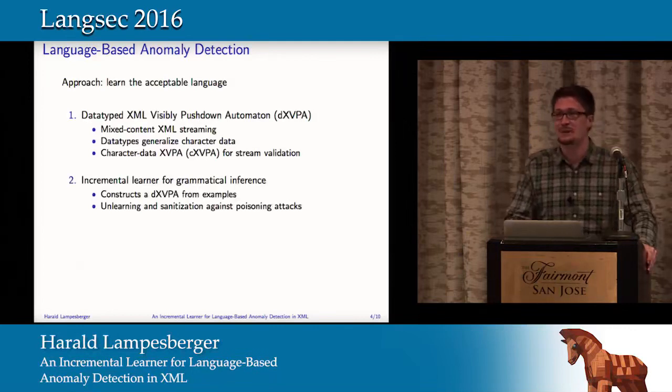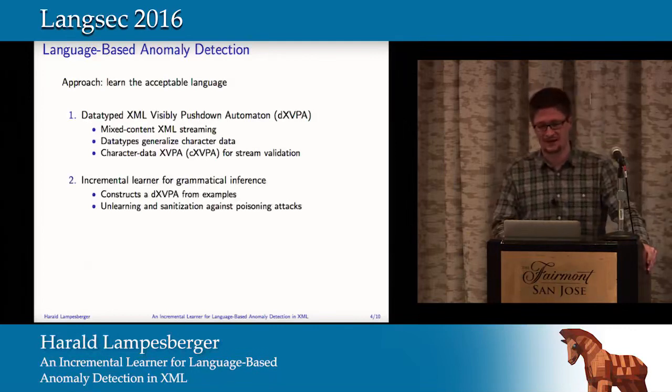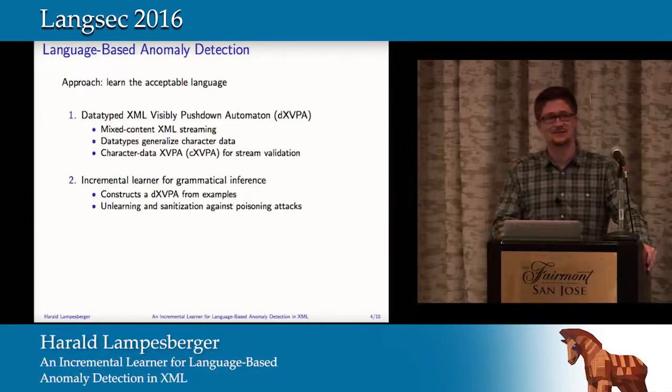Second, we need some learning algorithm. And I specify an incremental learner using the ideas from grammatical inference. The learner constructs such an automaton from examples, and it also provides two operations for unlearning and sanitization of the automaton, so we can handle poisoning attacks during the learning process.